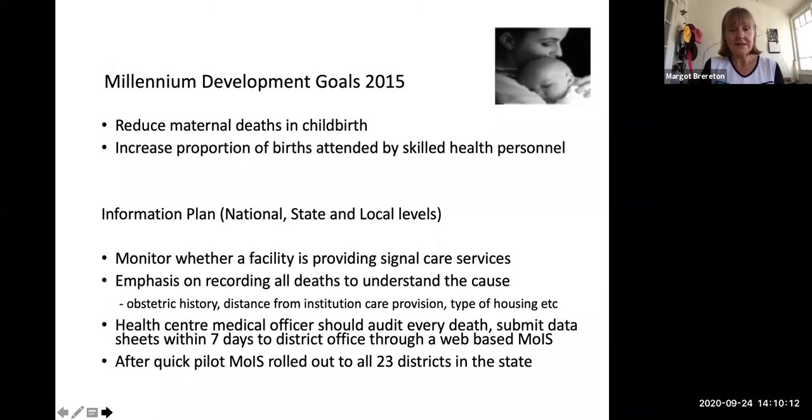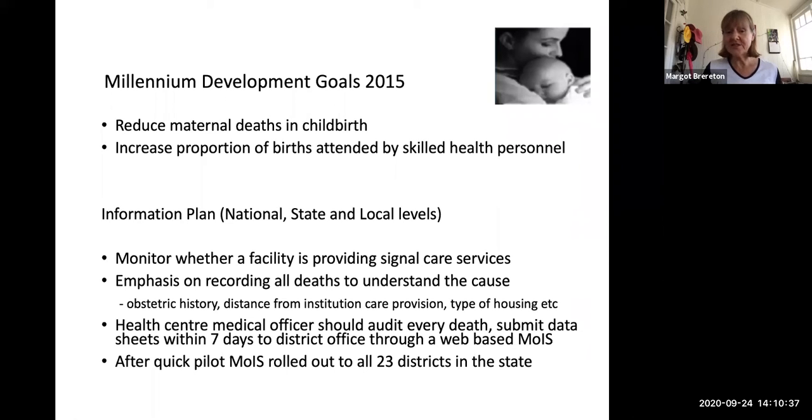And the challenge for the Millennium Development Goals was to reduce maternal deaths in childbirth and increase the proportion of births attended by skilled health personnel. And so an information plan was developed, and it was rolled out at national, state and local levels. And this study was done at the state level in Andhra Pradesh.